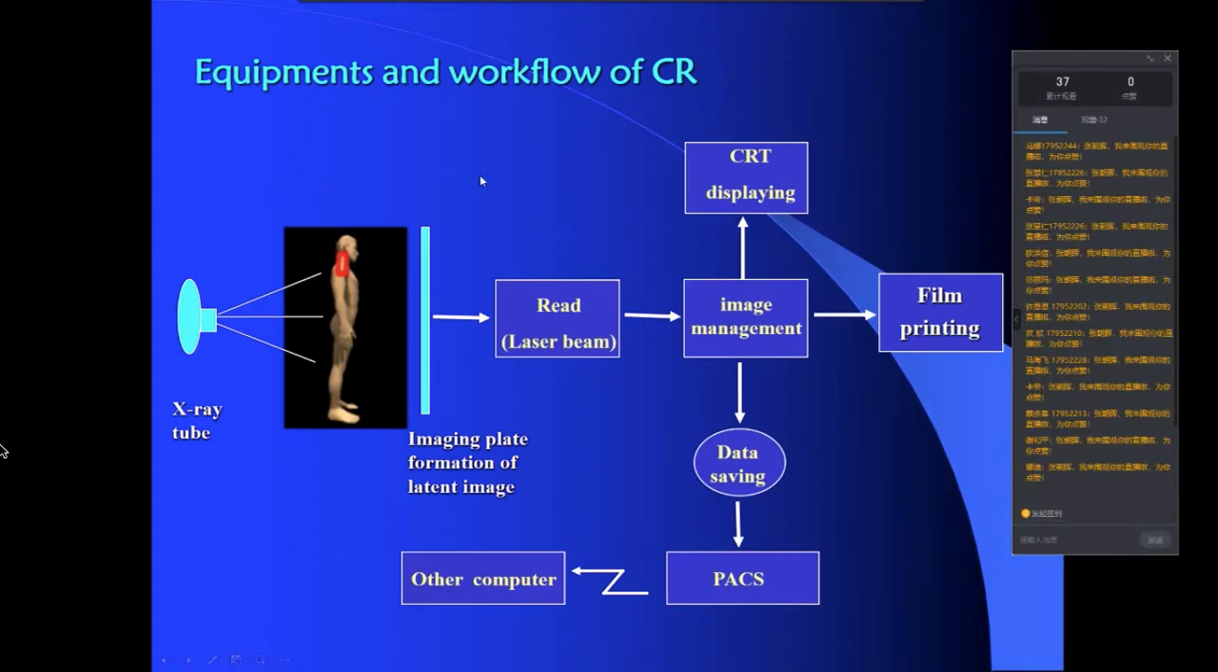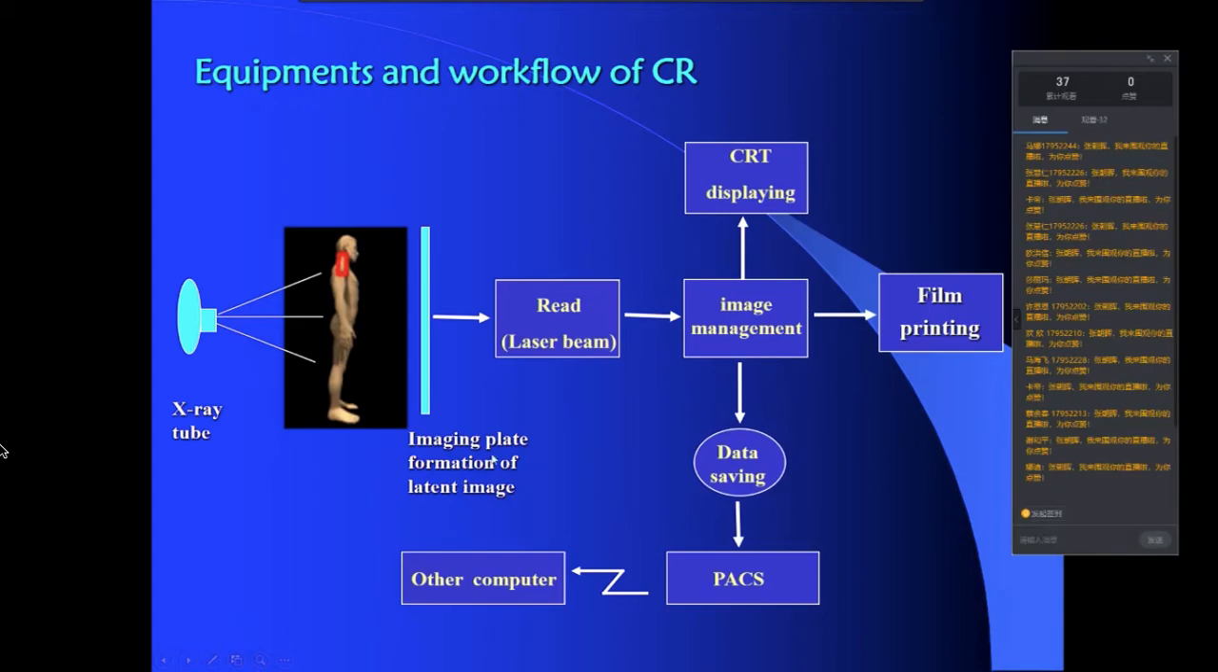These slides show the equipment and the workflow of computed radiography. X-ray tube. The X-ray tube emits X-rays which penetrate through the exam subject and strike the special imaging plate. This imaging plate receives energy from the X-rays reaching it and forms a latent image.